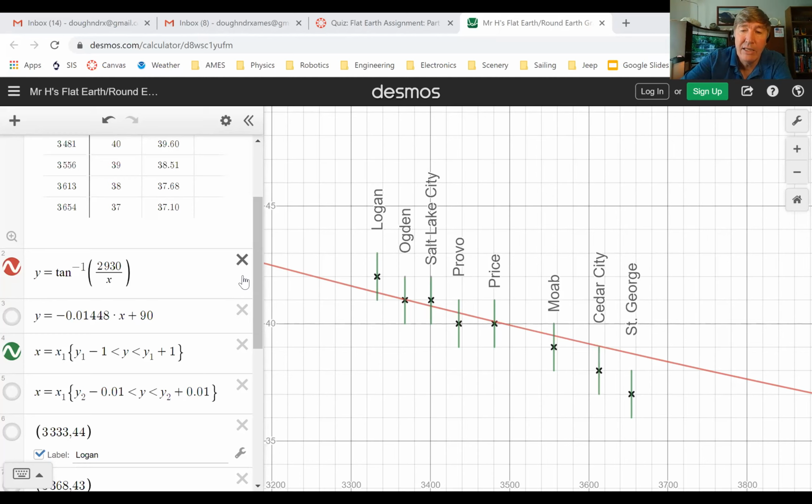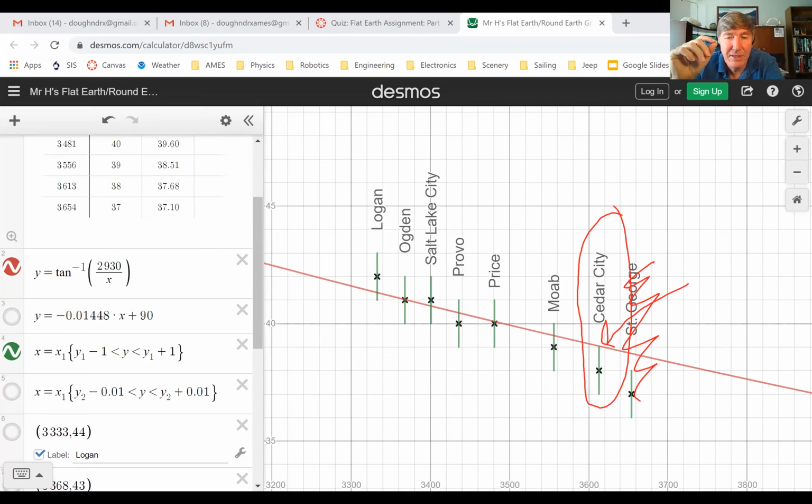Okay. Now, if we stopped in Cedar City, then things get really interesting. So let's suppose we didn't go to St. George, but we stopped in Cedar City. We would have a problem right there.